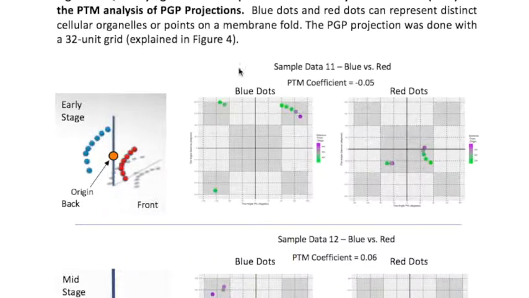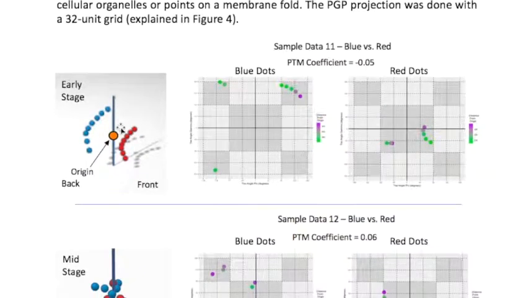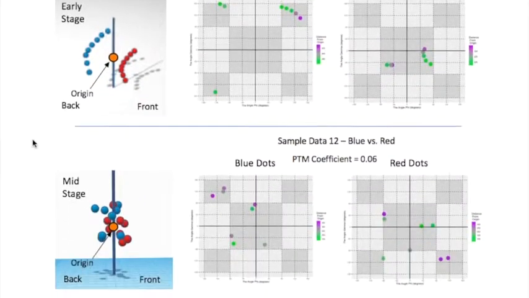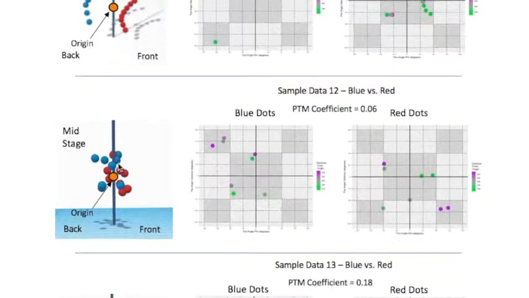And if you run these two profiles against each other in the PTM algorithm, what you get is a coefficient of minus 0.05, meaning there's no correlation between them, which makes sense because these red dots and blue dots occupy different places in the same 3-dimensional sphere or 3-dimensional system. It doesn't have to be a sphere. All right. And here in the mid stage, if you compare the PGP of the blue dots to the red dots, again, the correlation coefficient is near 0.